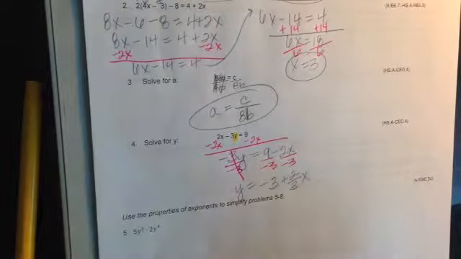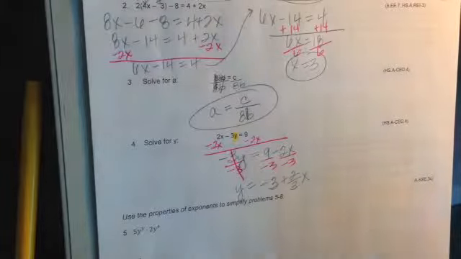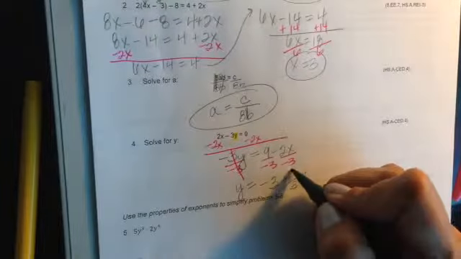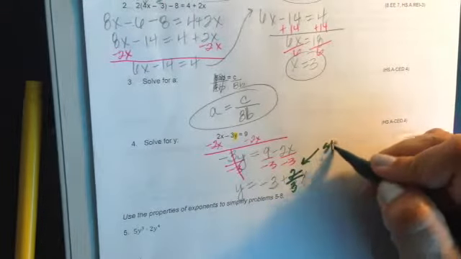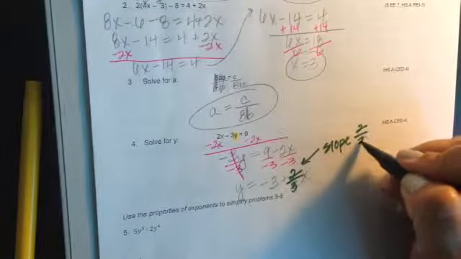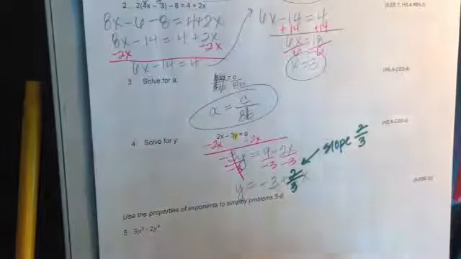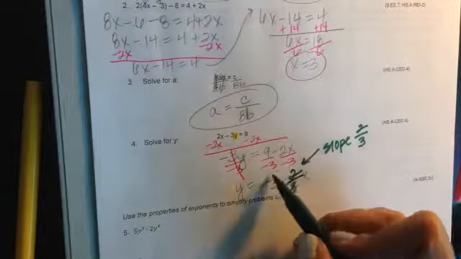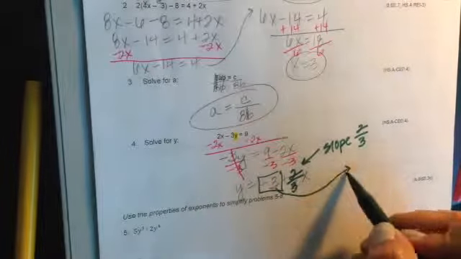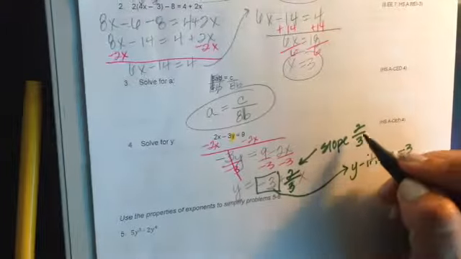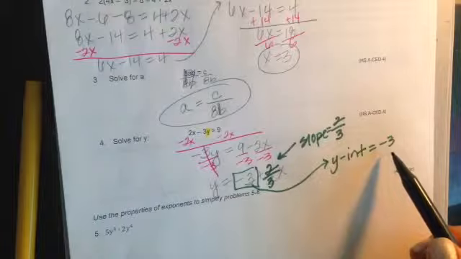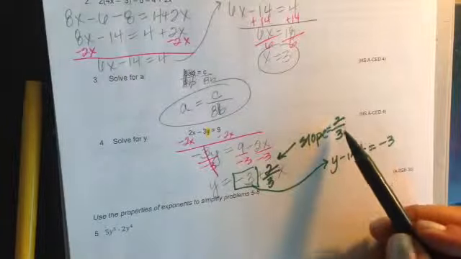Now the only other thing I want to say right here before I move on is, just because this is going to come up later, don't forget that the number stuck to x is the slope. So the slope of this line is 2/3, and the y-intercept of this line would be negative 3. And so if we had to graph this, I could start on negative 3 on the y-axis and do a rise of 2 and a run of 3.